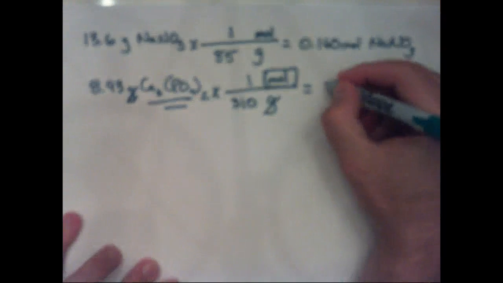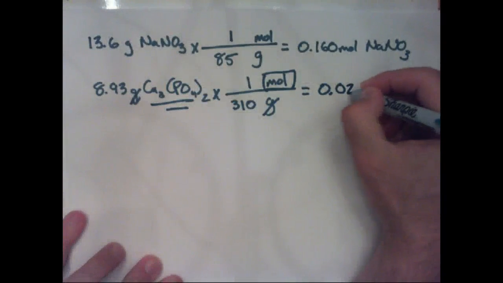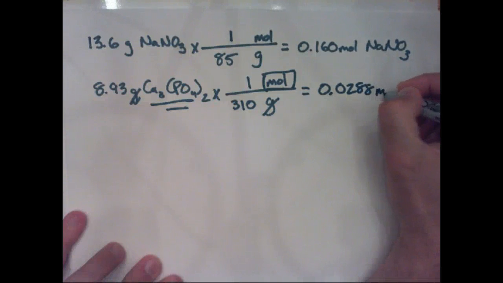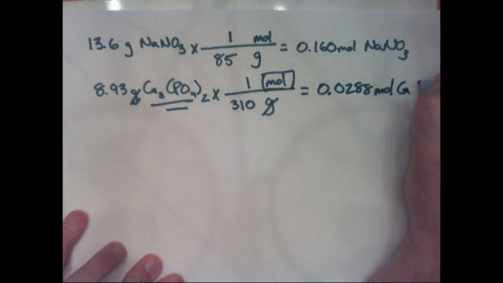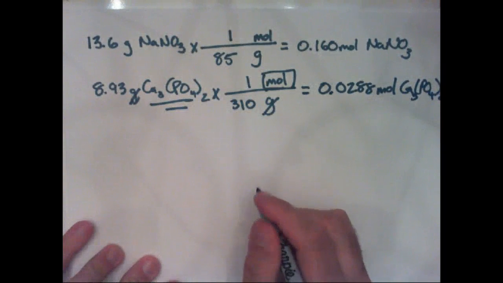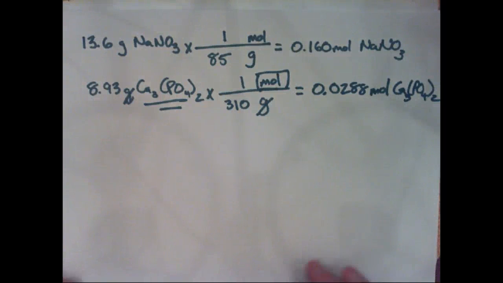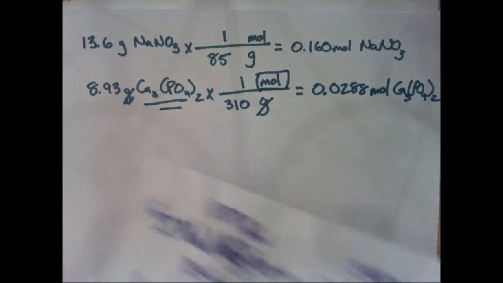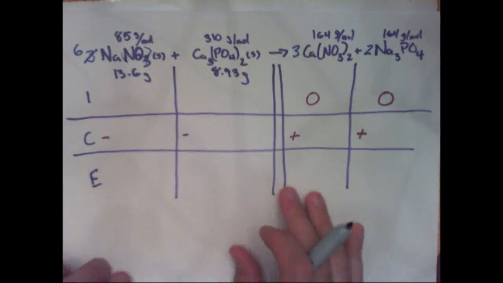So our answer is 0.0288 moles of Ca3(PO4)2. Sorry, ran out of room a little bit. See? Oh, perfect. Okay, so now we come back over to our ICE chart, and guess what we can do?